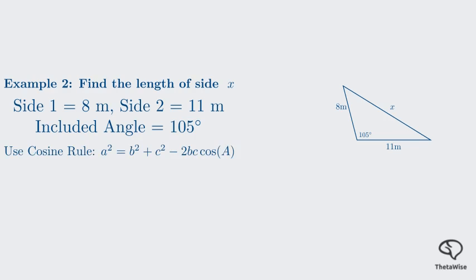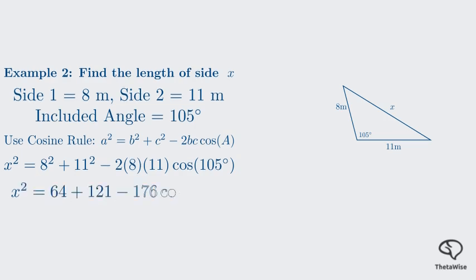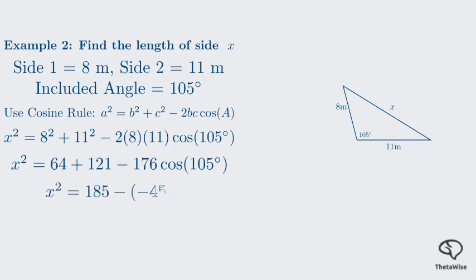Let's set X as our side lowercase a. Step 1. X squared equals 8 squared plus 11 squared minus 2 times 8 times 11 times cosine of 105 degrees. Step 2. X squared equals 64 plus 121 minus 176 times cosine of 105 degrees. Step 3. X squared equals 185 minus negative 45.5.